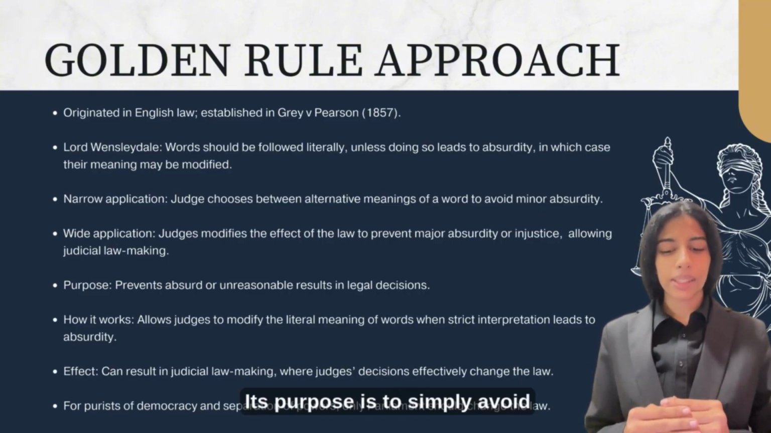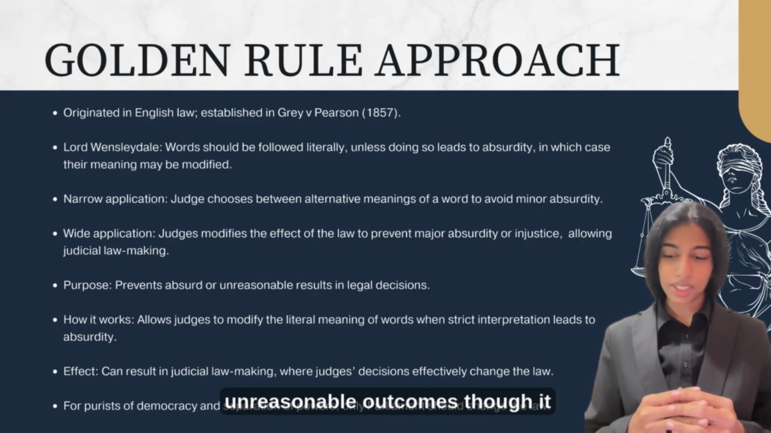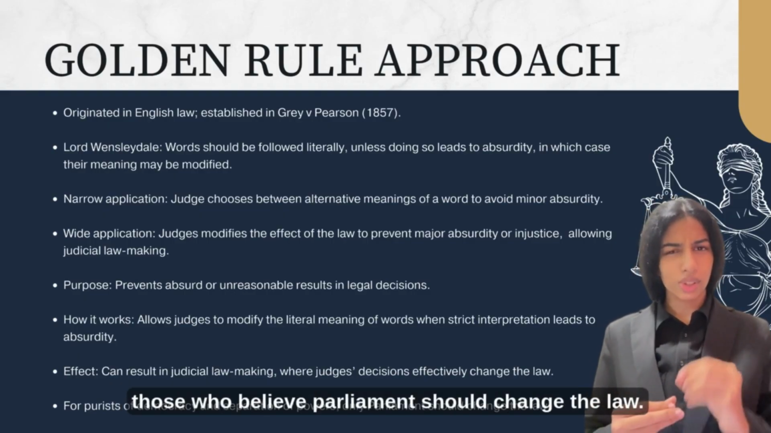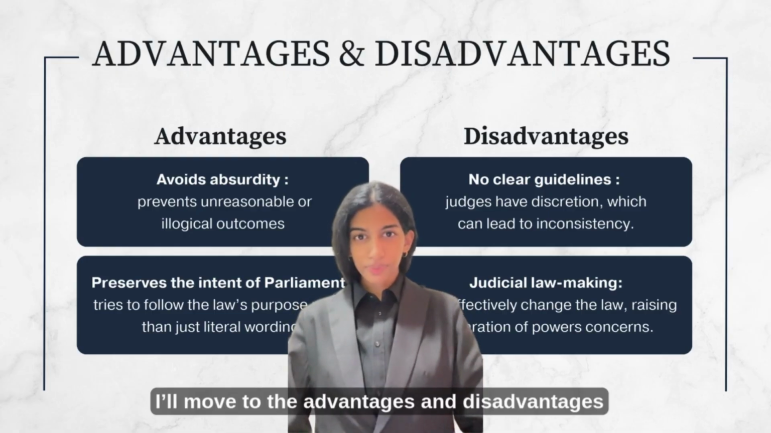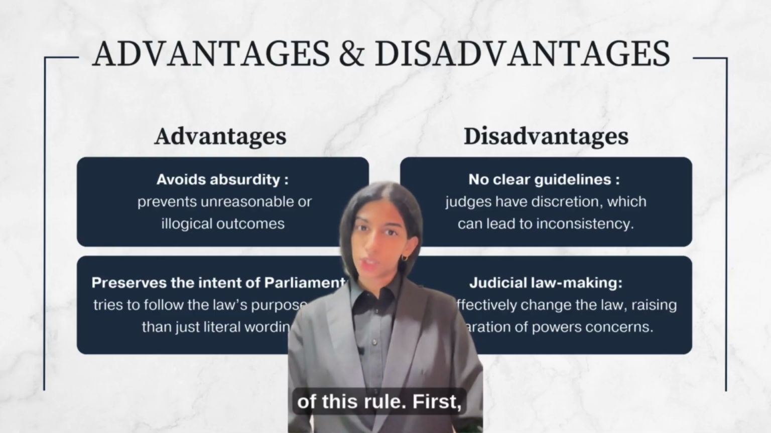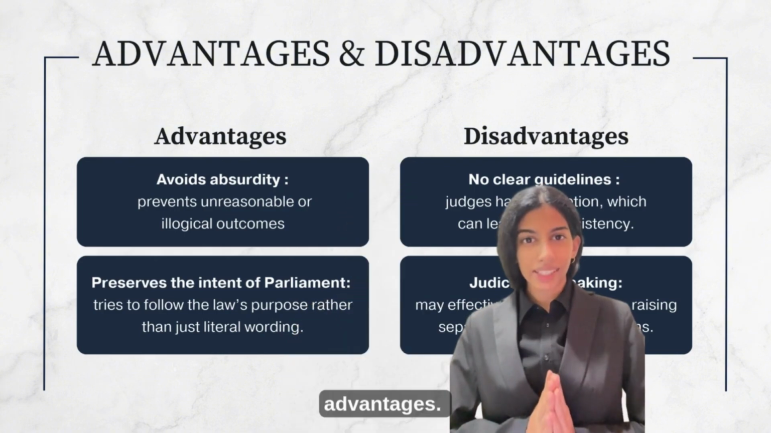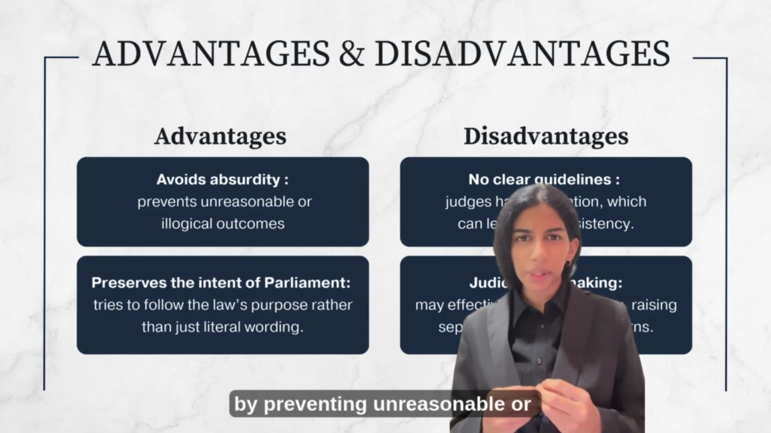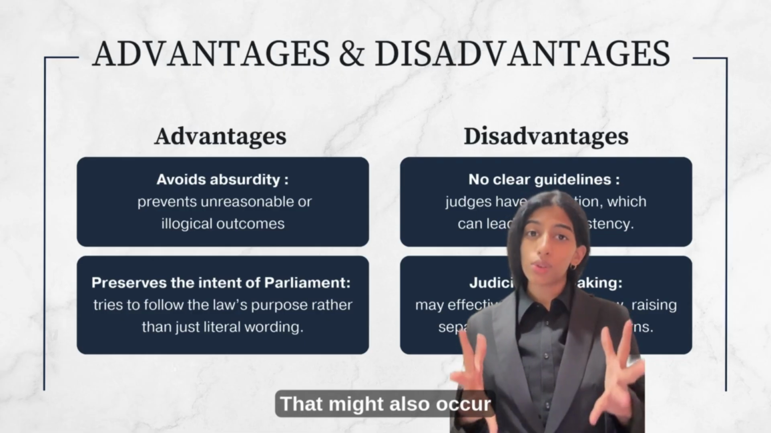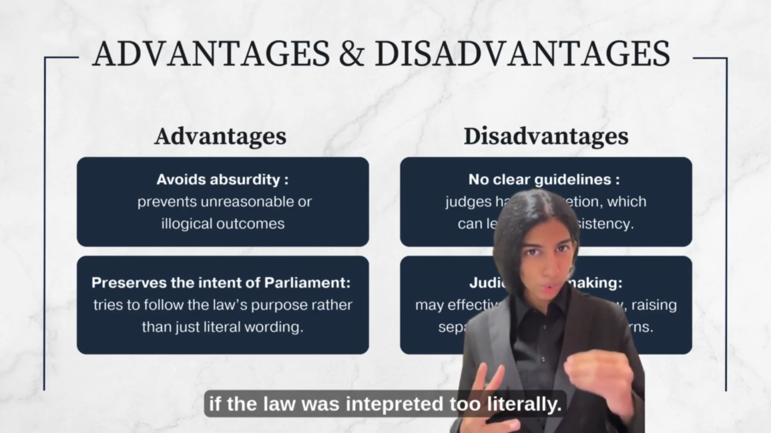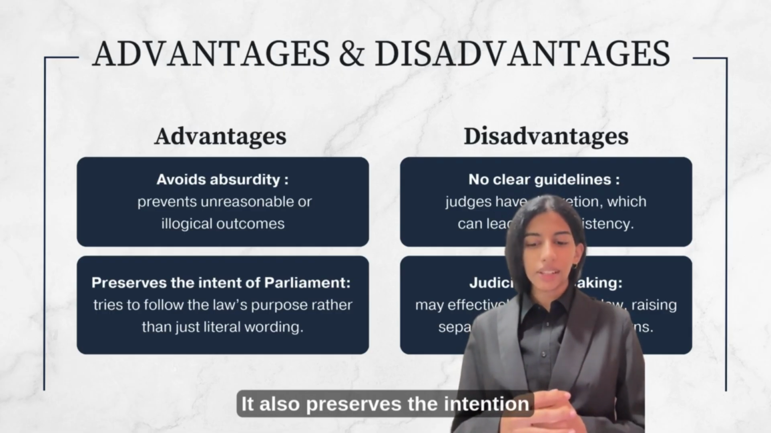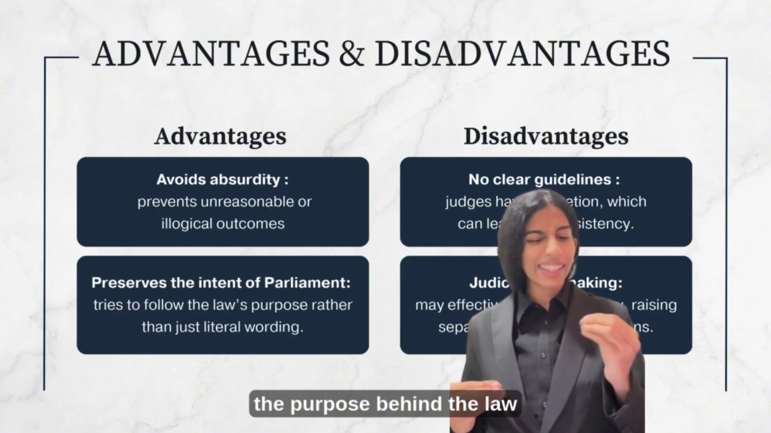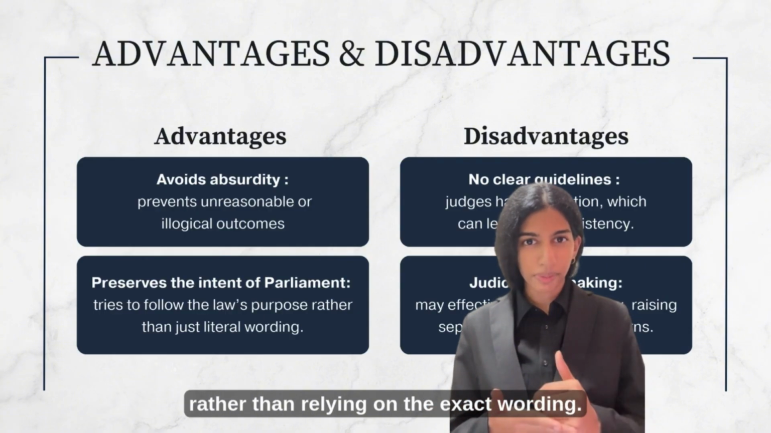Its purpose is to simply avoid unreasonable outcomes, though it can sometimes lead to judicial lawmaking which worries those who believe Parliament should change the law. Now, I'll move on to the advantages and disadvantages of this rule. First, the advantages. This rule helps avoid absurdity by preventing unreasonable or illogical outcomes that might also occur if the law were interpreted too literally. It also preserves the intent of the Parliament because judges try to follow the purpose behind the law rather than relying on the exact wording.